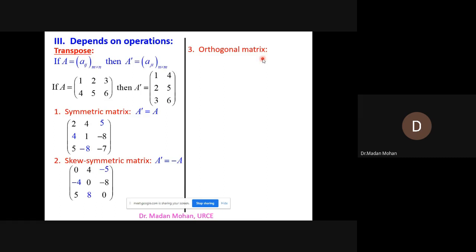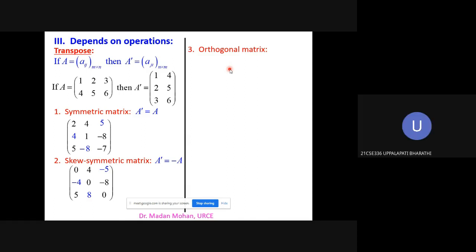When do you say a matrix is orthogonal? Anybody knows here? When do you say two lines are perpendicular? When do you say two lines are orthogonal? If the angle between them is 90 degrees. Okay. Right. When do you say a matrix is orthogonal?